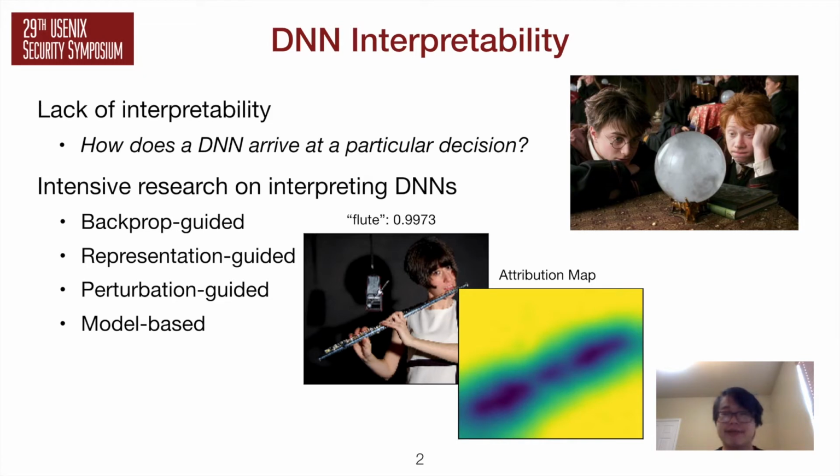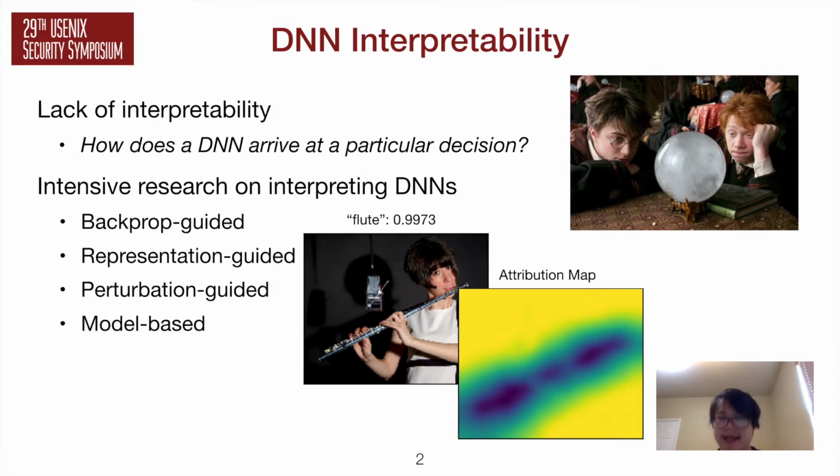Therefore, intensive research efforts have been spent to develop techniques to explain DNN's behavior. In our paper, we consider 4 families of interpreters for the image classification task. All these algorithms generate an attribute map to highlight significant regions in the input image that contribute to the classifier's prediction. They are backpropagation guided, representation guided, perturbation guided, and model-based interpreters.